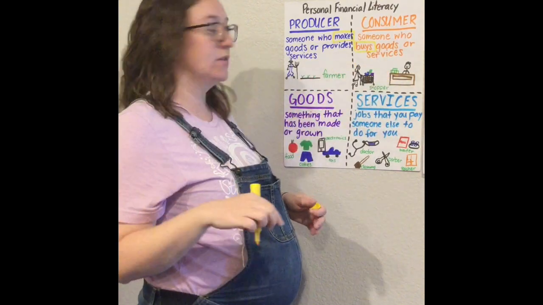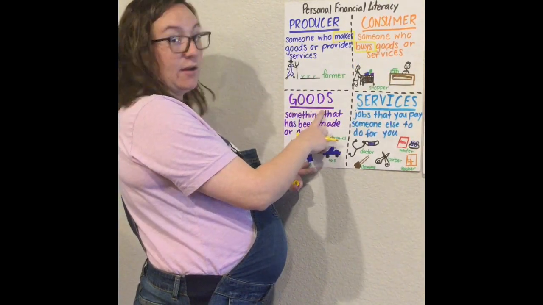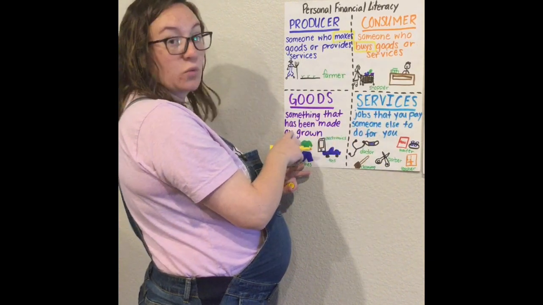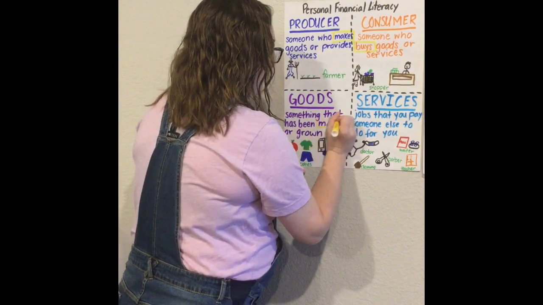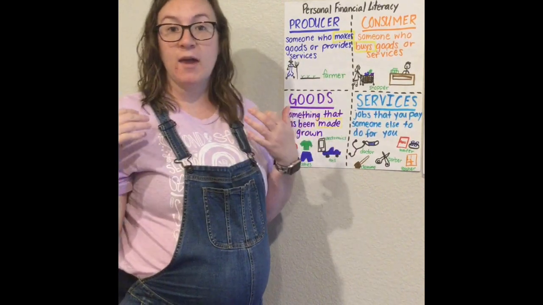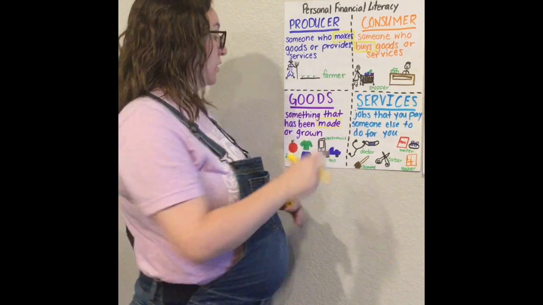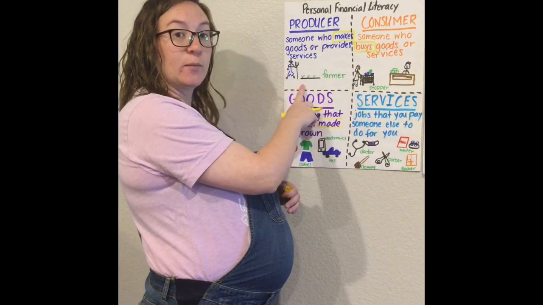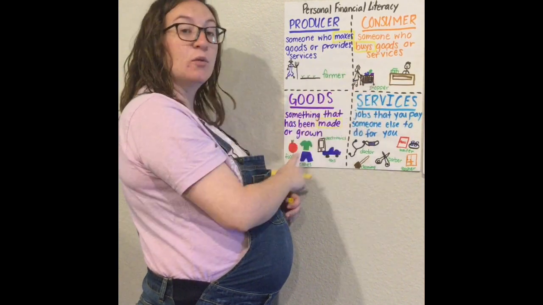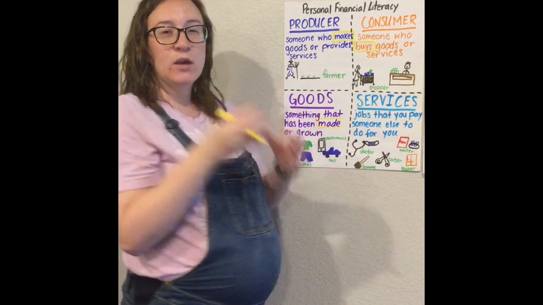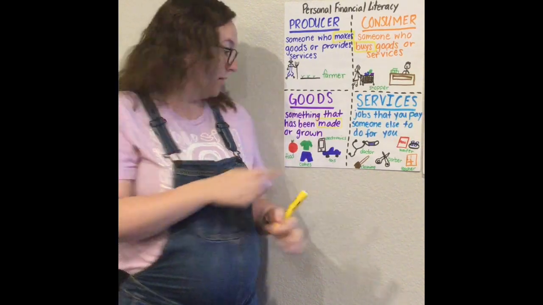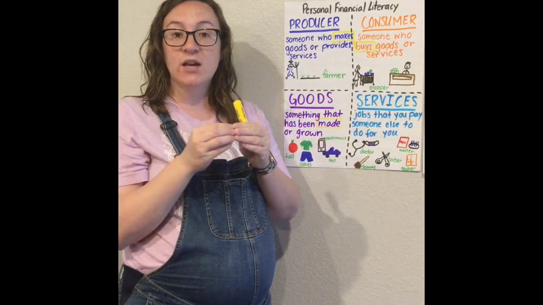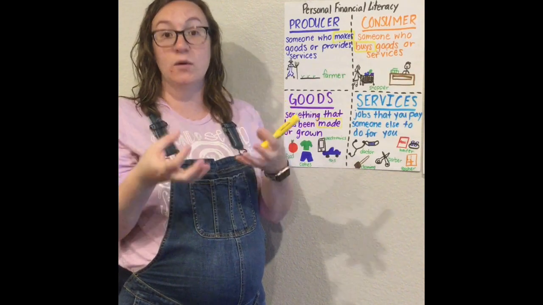Now let's talk about those goods and services. Two things that you can buy, a good or a service. A good is something that has been made or grown. So if I am a shopper going to the store, I am going to buy some food. I have become the consumer. The producer was the farmer who made the apple. I am the consumer who bought the apple. A good is something you can physically touch. A toy, an electronic, clothes, anything your hands can physically touch is a good, something that you have in your hand that you can pay for.